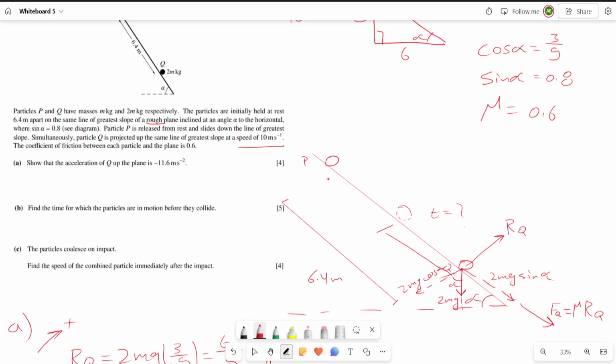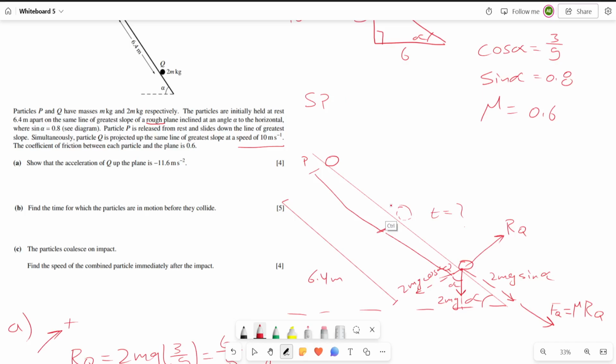Okay, so what we should say is the distance that Q moved until it reaches 0, and the distance that P moved in that exact same time that Q took to reach 0. If these two distances, SP plus SQ, are more than 6.4, that means that they will collide before Q starts sliding down. However, if they are less than 6.4, the opposite is going to happen.